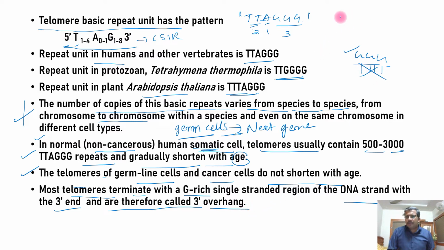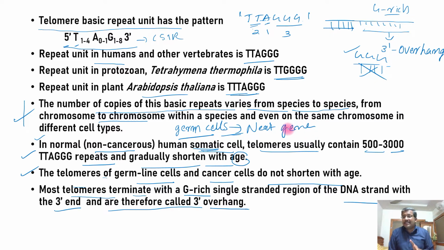Why? Because it will appear like this: a complementary base-paired terminal portion, and then it will extend as a single strand, and this will have a G-rich segment. This particular portion is known as the 3' overhang. Hope you got it. So this telomere will end in a G-rich single-stranded extension at the 3' end, and that will be known as the 3' overhang.